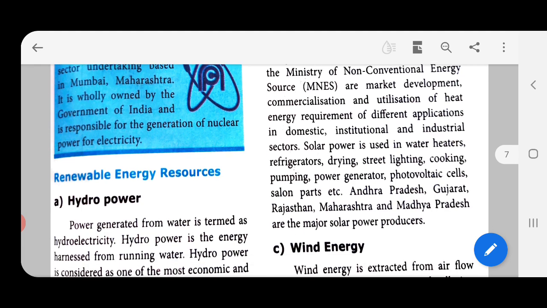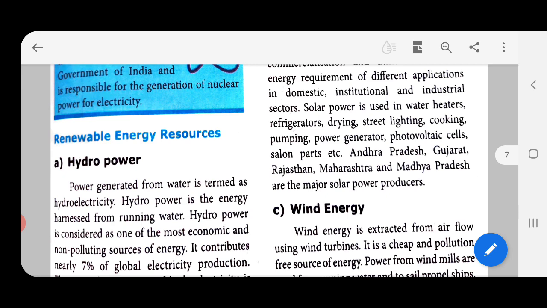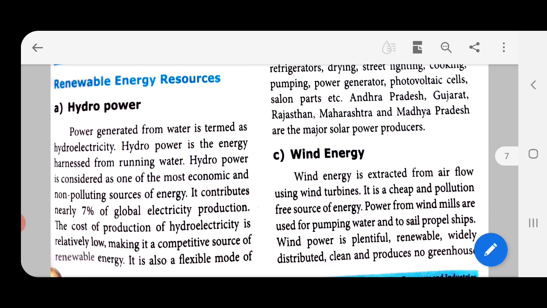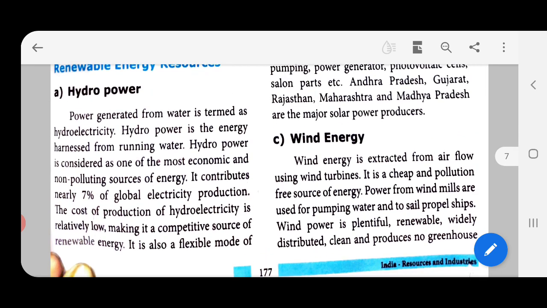Solar power is used in water heaters, refrigerators, drying, street lighting, cooking, pumping, power generators, photovoltaic cells, and so on. Andhra Pradesh, Gujarat, Rajasthan, Maharashtra and Madhya Pradesh are the major solar power producers.